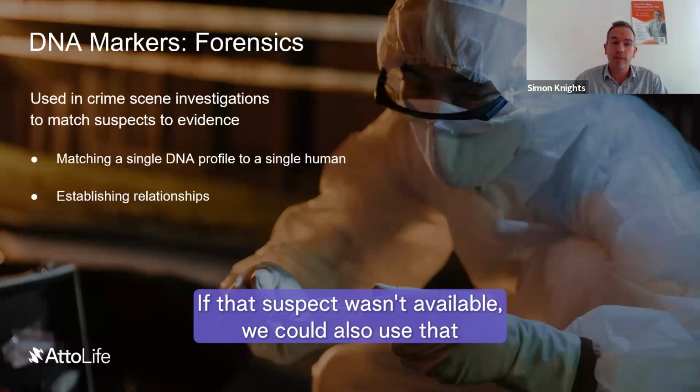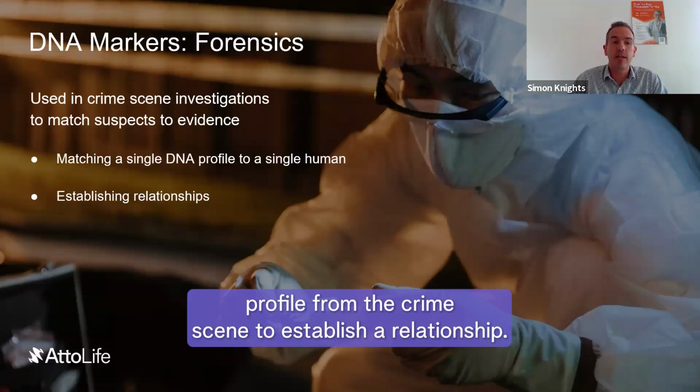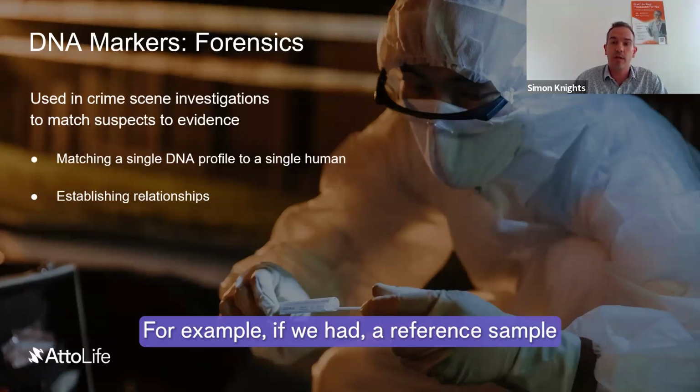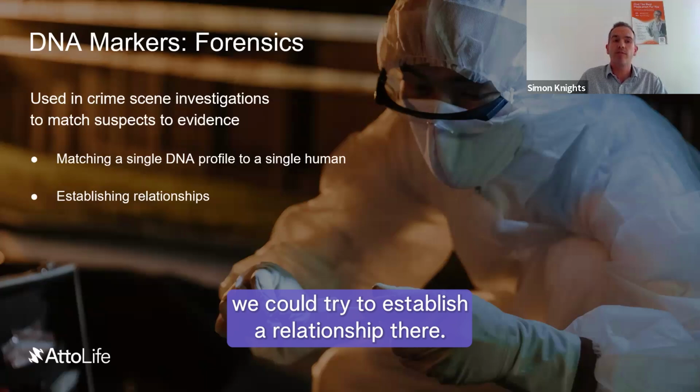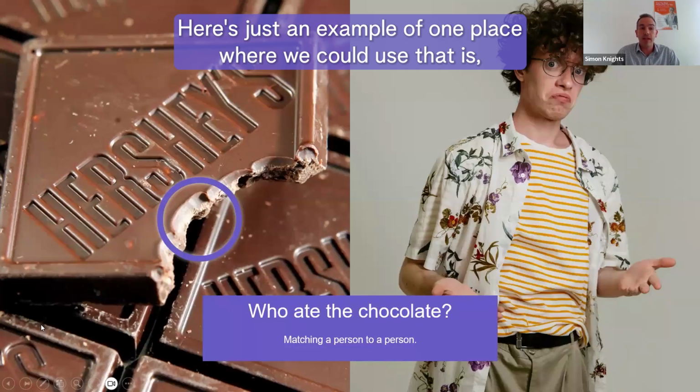But if that suspect wasn't available, we could also use that profile from the crime scene to establish a relationship. For example, if we had a reference sample from their child, if they were no longer available, we could try to establish a relationship. Here's just an example of one place where we could use that.